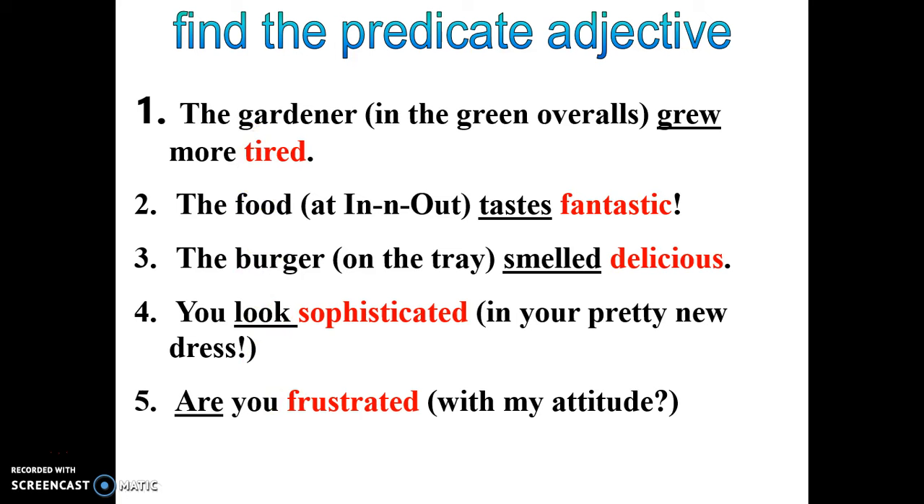Please pick one of these sentences or two of these sentences to add into the bottom half of your flap. You should have the cat is crazy. Then pick two of these. Make sure that you underline your linking verb and that you put a circle around your predicate adjective. You can even draw a line back to the word it describes.